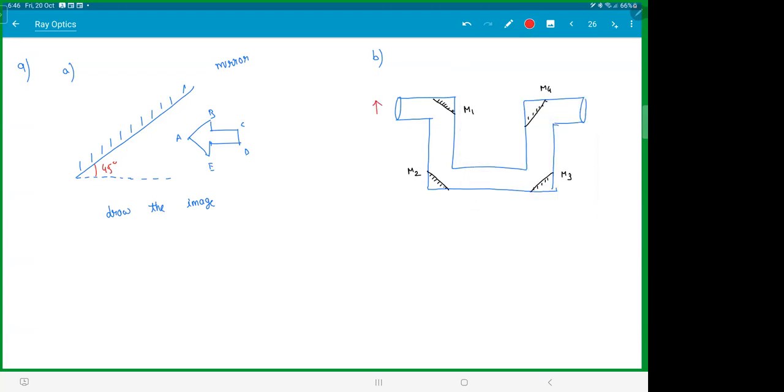So we have an object here. These are 45-degree mirrors. Draw the mirror images in M1, M2, M3, M4. Yeah, it will be a downward vertical arrow.